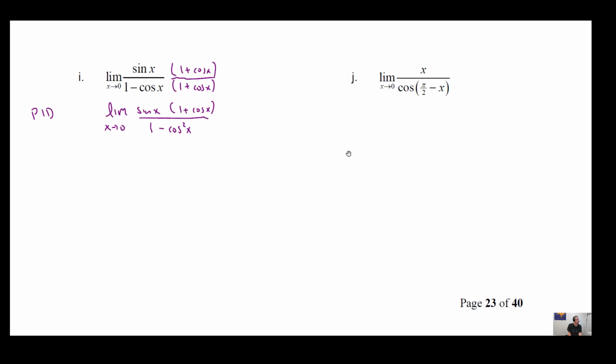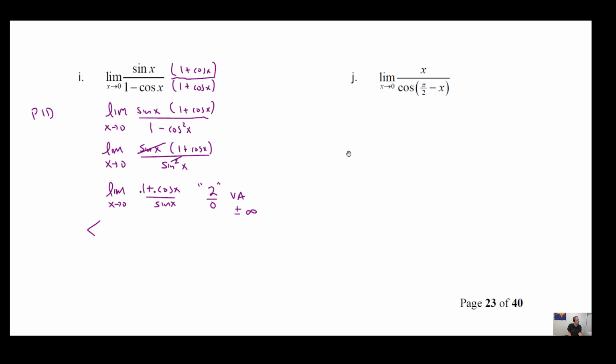And by my PIDs, by my Pythagorean identities, this would become limit as x goes towards 0 of sine of x times 1 plus cosine of x over sine squared of x. And one of the copies of sine will reduce, leaving me with limit as x goes towards 0 of 1 plus cosine x over sine x. Now if I plug in 0 in the numerator, I get 1 plus cosine of 0 is 1, 1 plus 1 is 2, sine of 0 is 0, so I'm in the vertical asymptote case, and my answer is either plus or minus infinity.